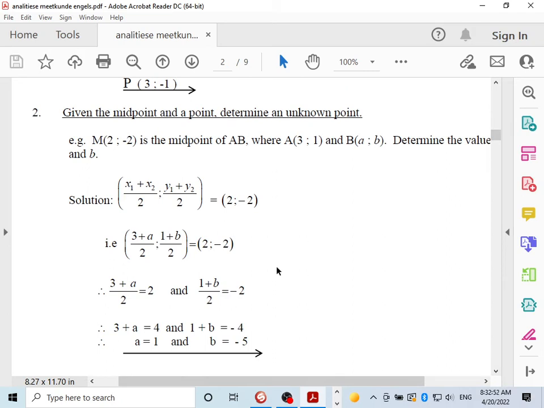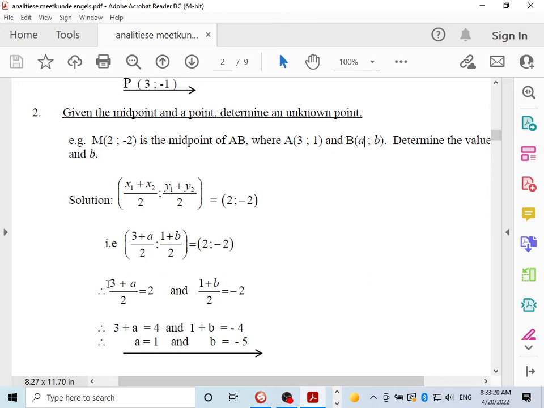Example 2. Given the midpoint and the point, determine the unknown point. Now they tell you the midpoint is 2 and negative 2. They tell you A is 3 and 1. And you have to calculate B, which is a and b. Do you see 2 unknown variables? The reason it's fine is because it's 2 equations. So you see where they write the solution, it's even difficult to write it like this.